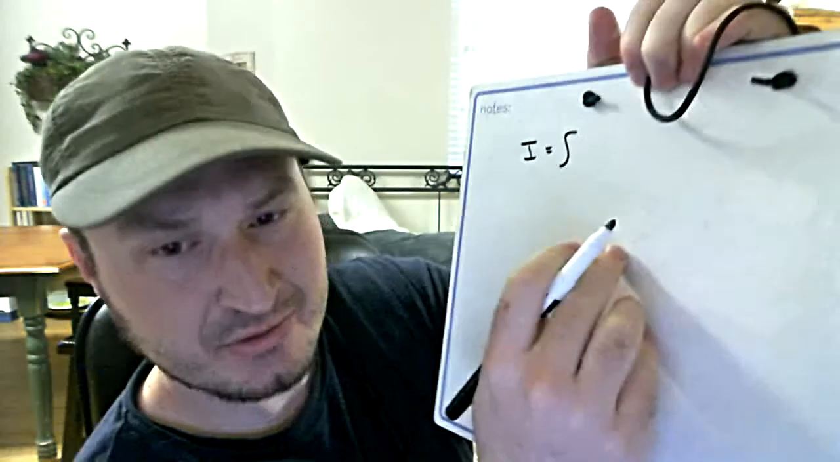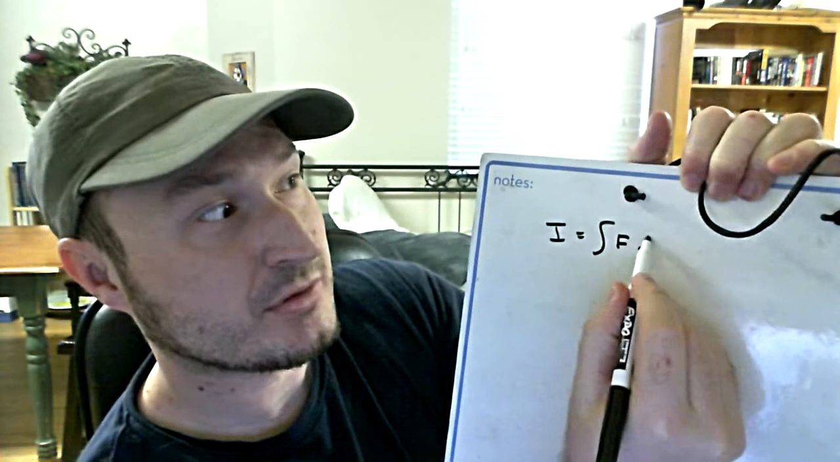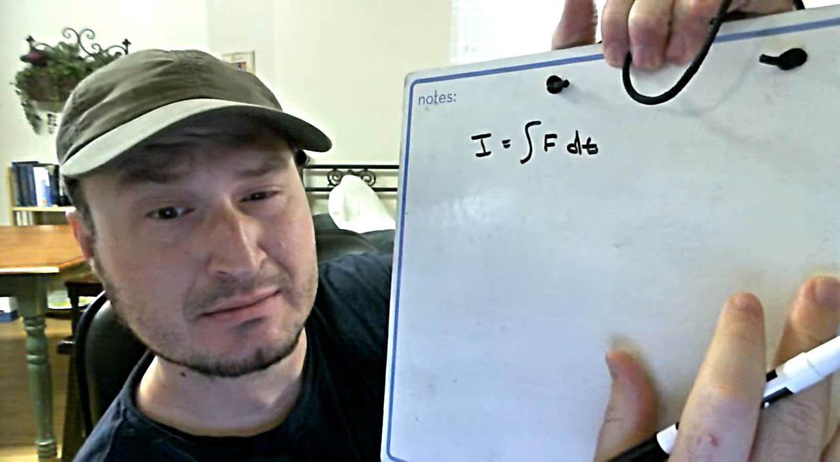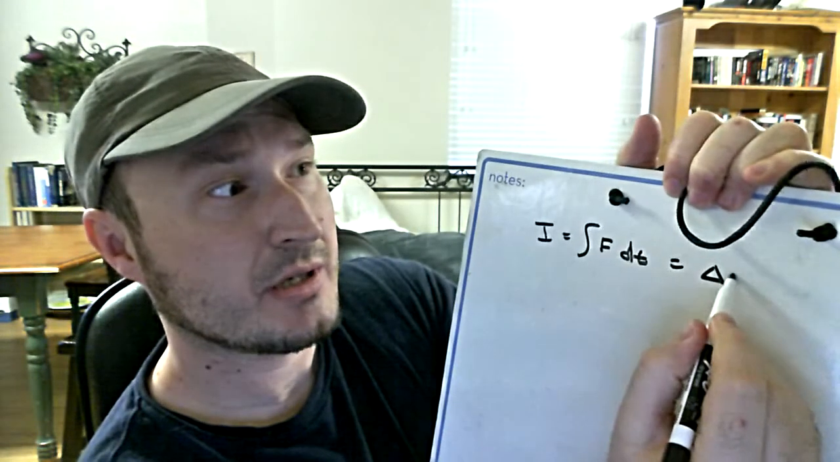So let me get my marker out here. Really, that's all there is to it. So an impulse equals an integral, and let's just give the translational equivalent, the thing that we're probably more used to seeing, a force over time. So an impulse is an integrated force over time, and it's equal to the change in momentum.